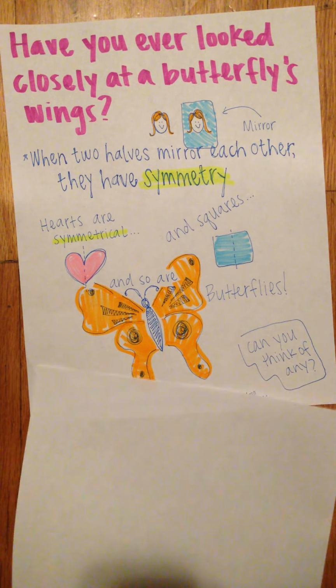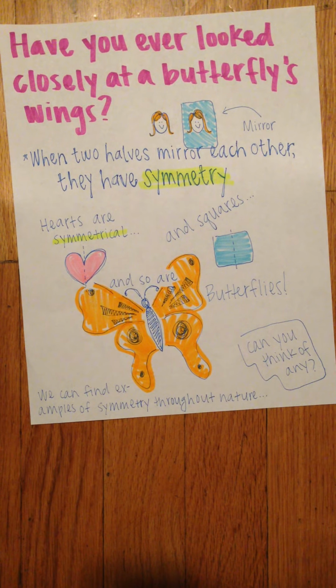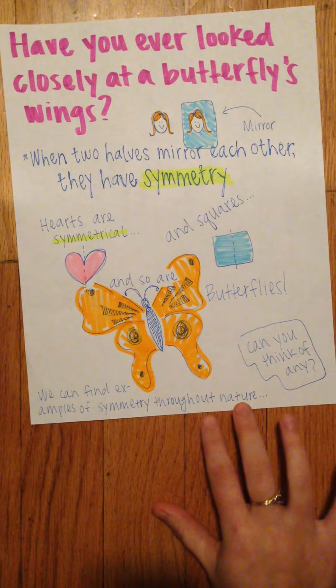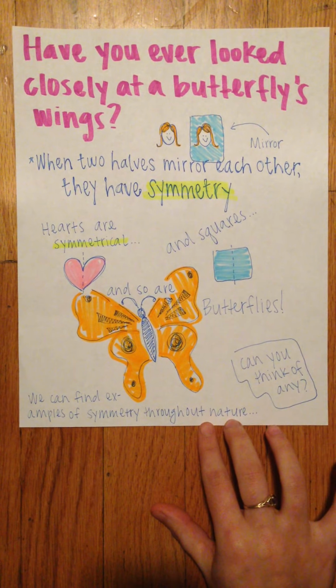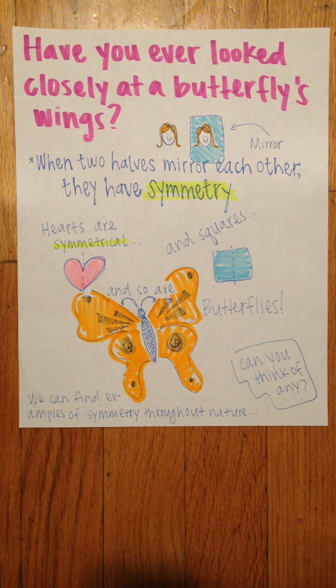Butterflies are symmetrical. And besides butterflies, we can find many, many examples of symmetry all throughout nature. Can you think of any?